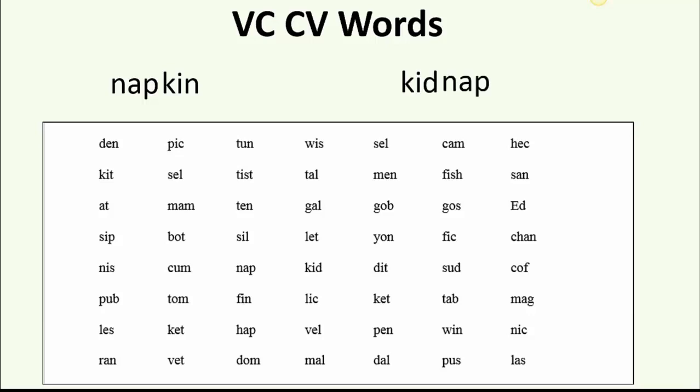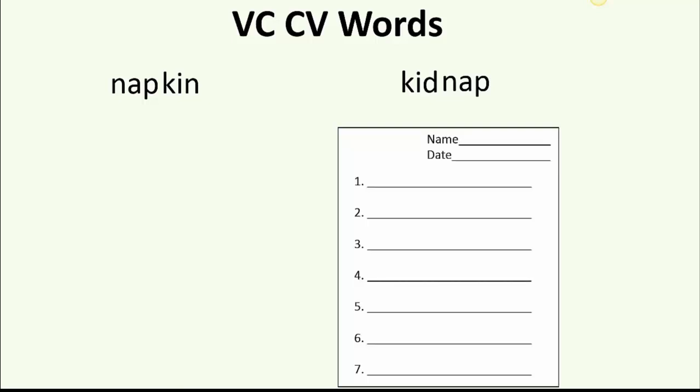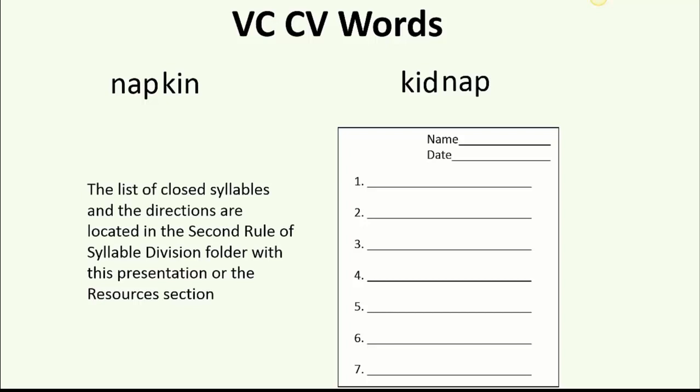The syllables can be copied onto 3x5 cards, and students can work in pairs or small groups to do what you just did. As they make each new word and check it with the teacher, they can copy it onto a piece of paper with numbered blanks. The list of closed syllables and the directions are located in the second rule of syllable division folder with this presentation or the resources section.